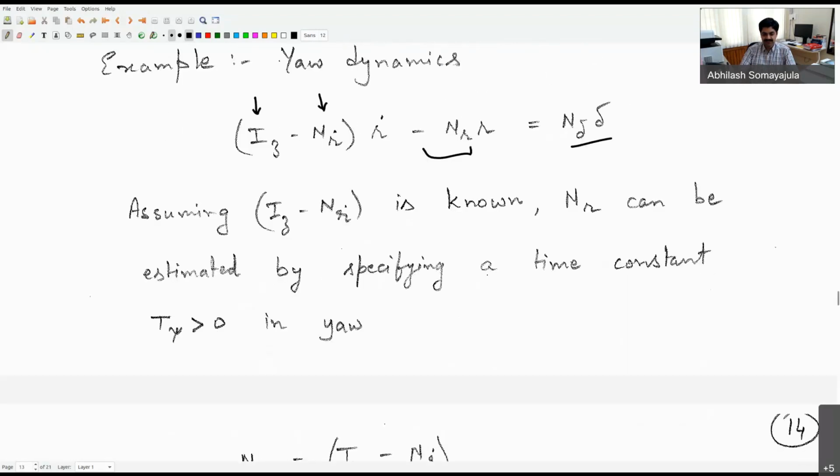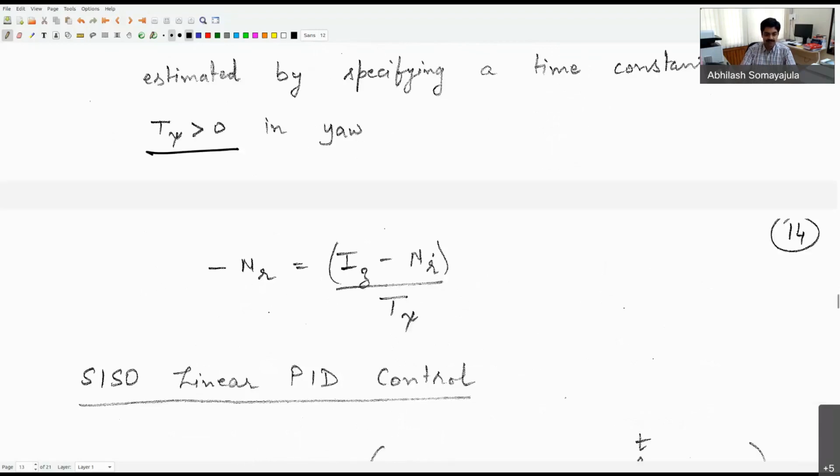I can specify a time constant in yaw, and based on that I can specify what my value of Nr will be. This time constant you may get either from experiments, or from some other methodology, or it may be a design parameter which you are choosing. You are saying that my yaw should stabilize to a particular heading angle within so much time. Then you can figure out the value of this time constant.